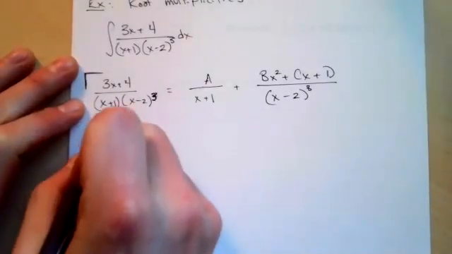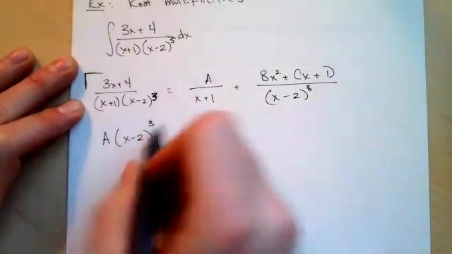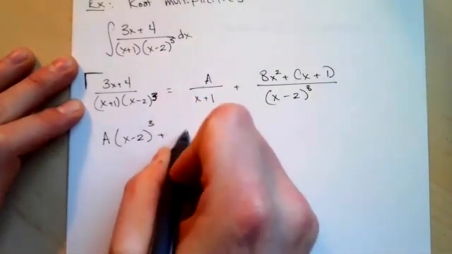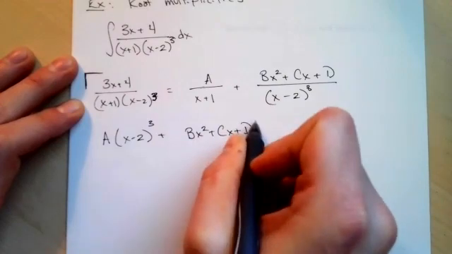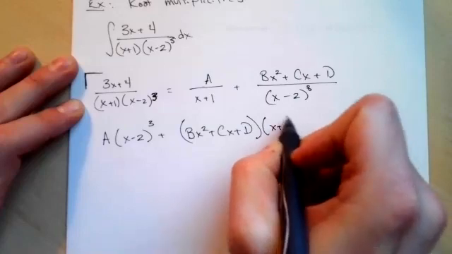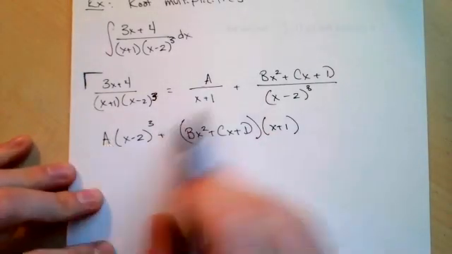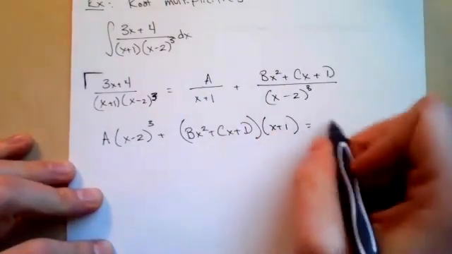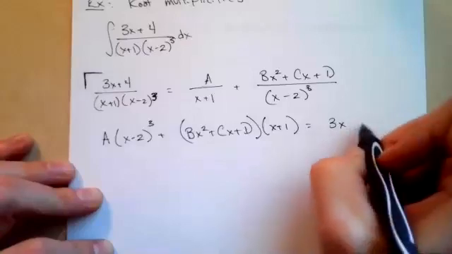So we're going to have a times (x minus 2) cubed plus this (bx squared plus cx plus d) times (x plus 1). That would be the numerator if we combine those. And of course, we got to equate it to the other numerator.